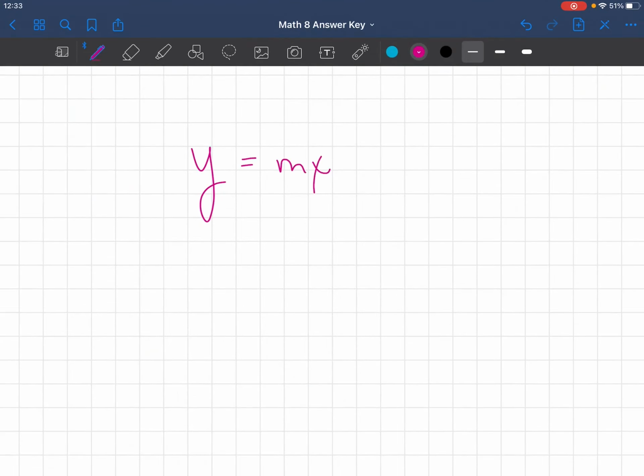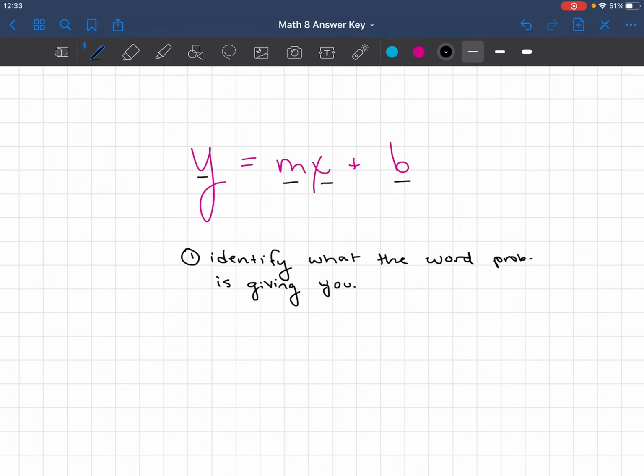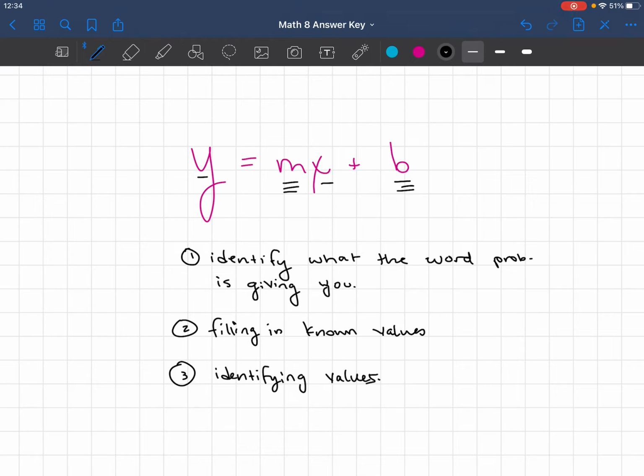I know that this is a lot, and we've been going over y equals mx plus b for a long time. But in reality, you're just practicing identifying what the word problem is giving you, filling in your known values, and interpreting each one. If it's m, that's a rate. If it's b, that's a starting value. You may need to break out your notes from finding slope and y-intercept. You may need to review your y2 minus y1.